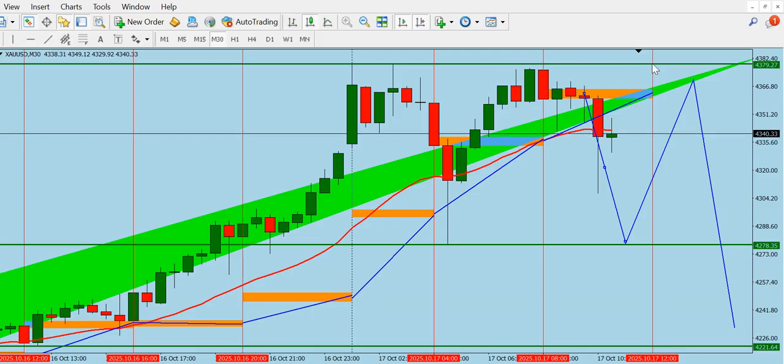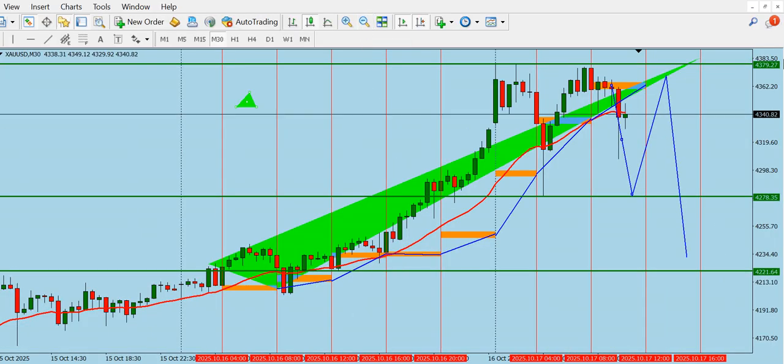Let's monitor the range. The top of the range is at 4379. The bottom of the range is at 4278. Let's monitor what happens. But for now, on the 30 minutes time frame, price is ranging. And the trend is currently bullish. It's a bullish trend. Okay.